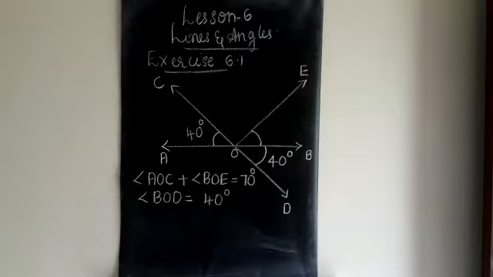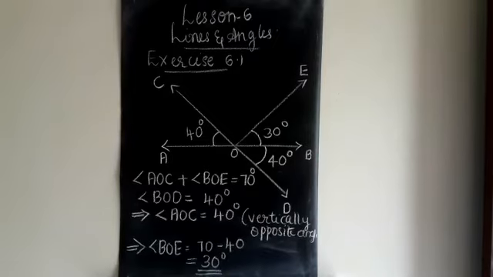But it is given in the question that the sum of angle AOC and BOE is 70 degrees. What will be angle BOE? The sum is 70. So what will be angle BOE? It is 70 minus 40 degrees, that is equal to 30 degrees. So 70 minus 40, what is that? It is equal to 30 degrees.